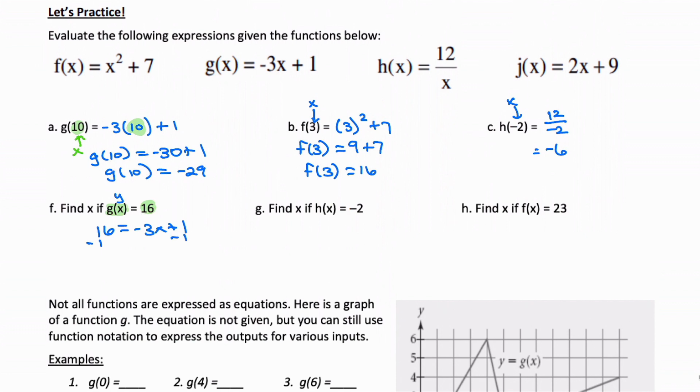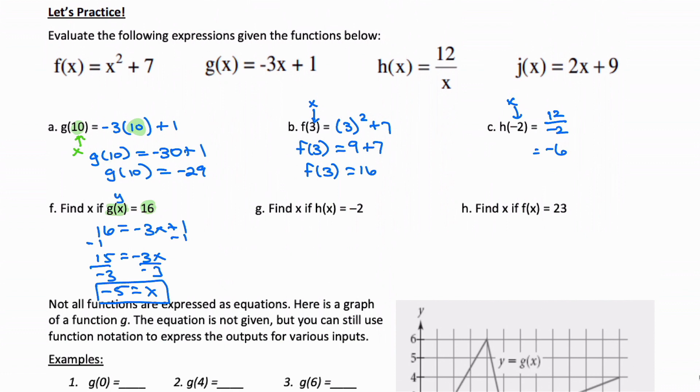Subtract 1 on both sides. 15 is equal to negative 3x. Divide both sides by negative 3. And I get x is equal to negative 5. What that says is when you plug in negative 5 into your g function, the answer you get, or your y value, is 16. All right, let's try the next one.